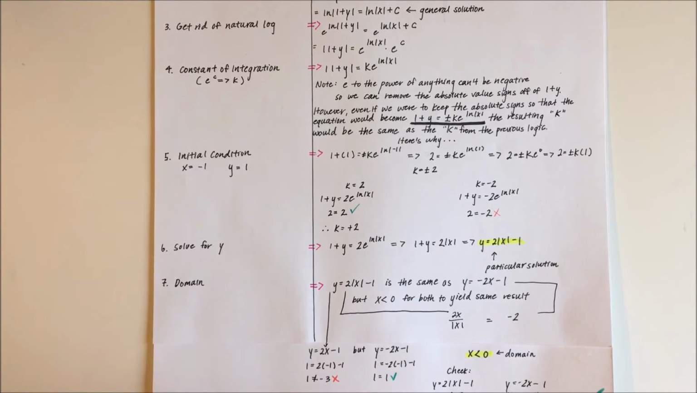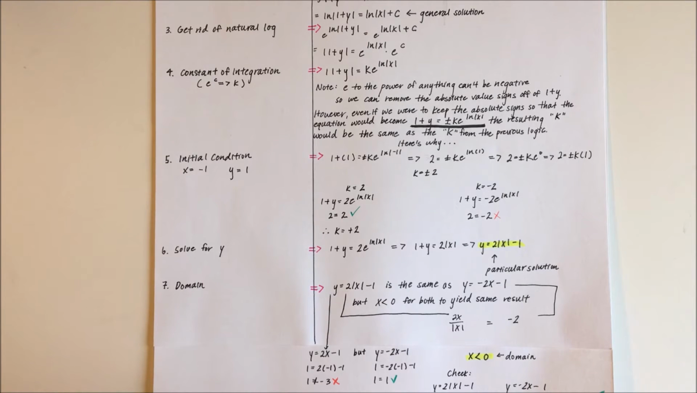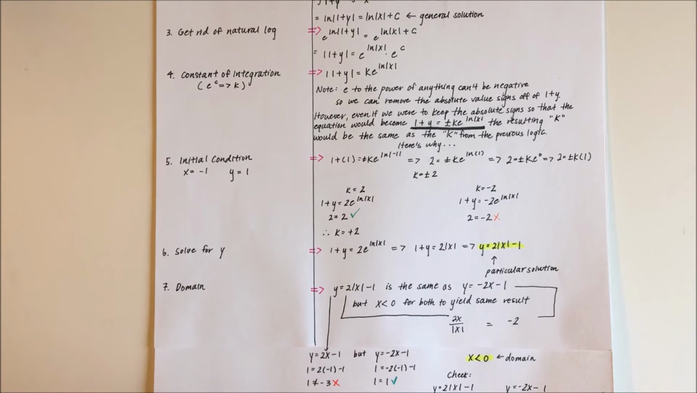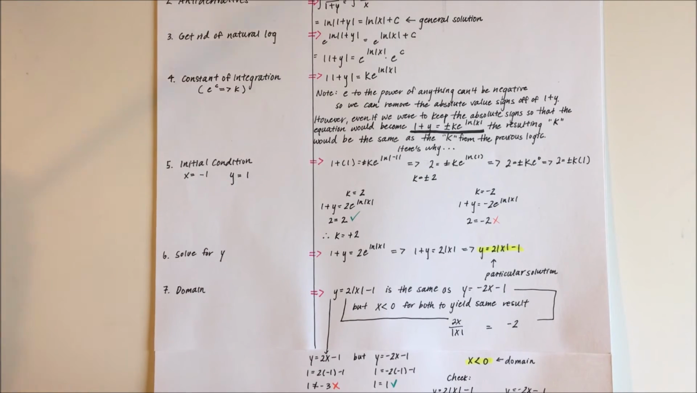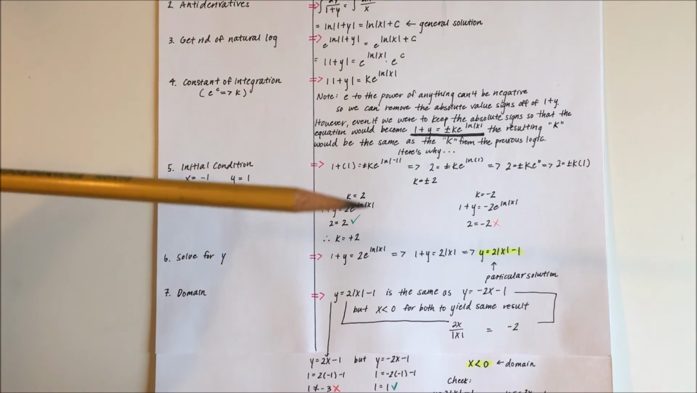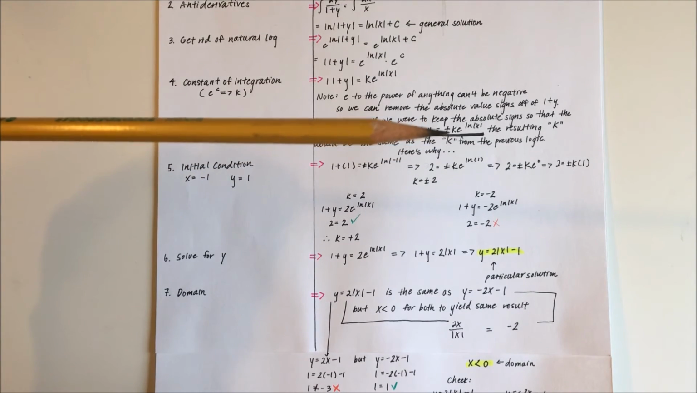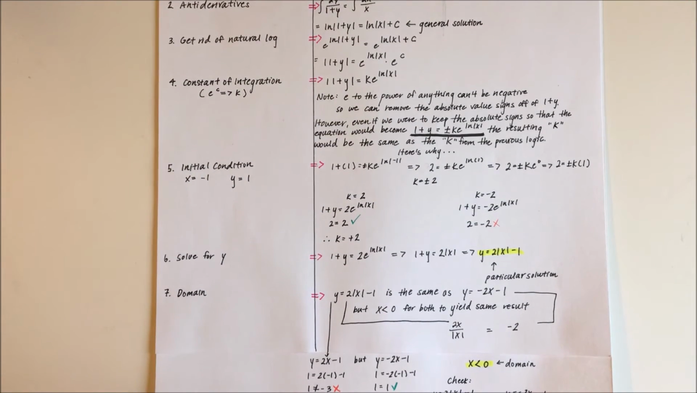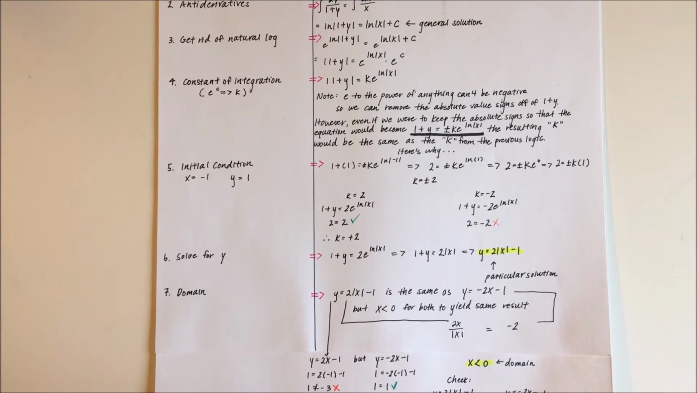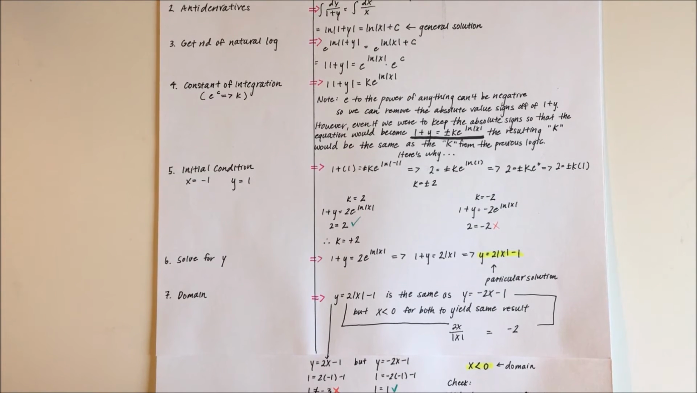So for k equals 2, we have the equation 1 plus y equals 2 times e to the power of ln of the absolute value of x. All we did was plug positive 2 back into k in the original equation. We find that 2 equals 2, which is what we want.